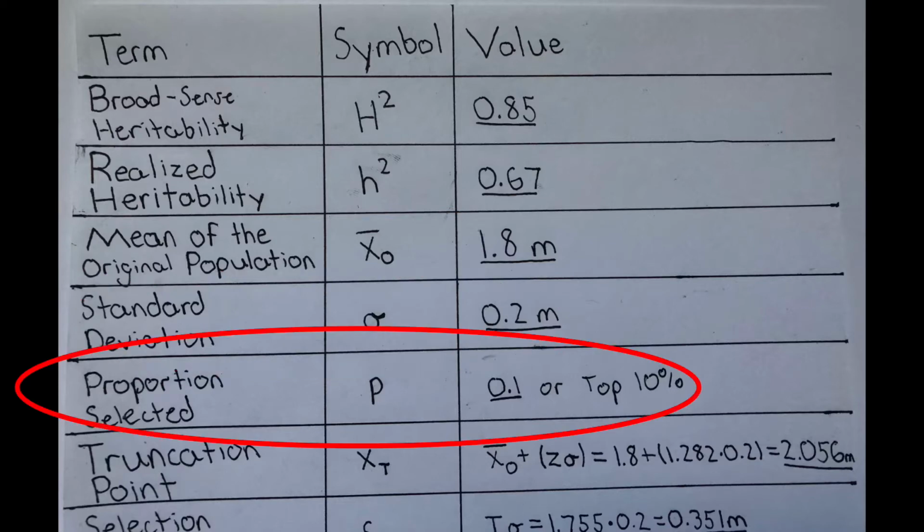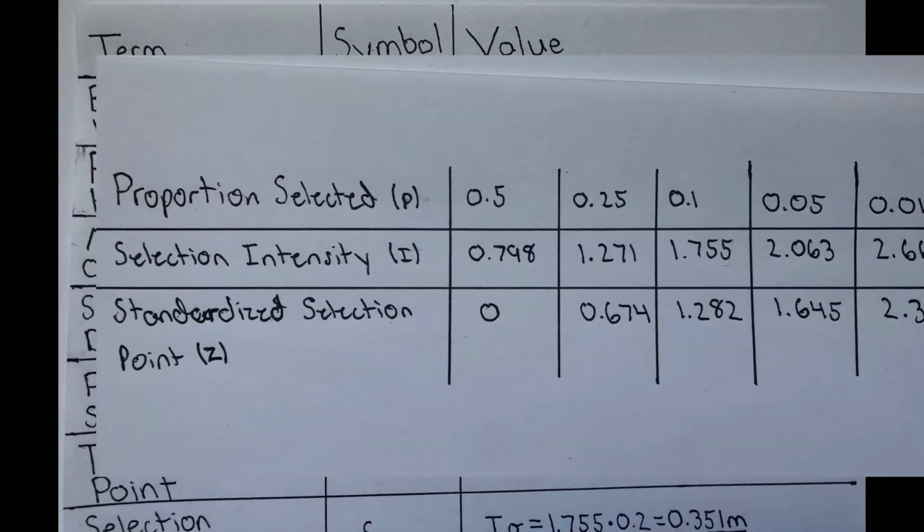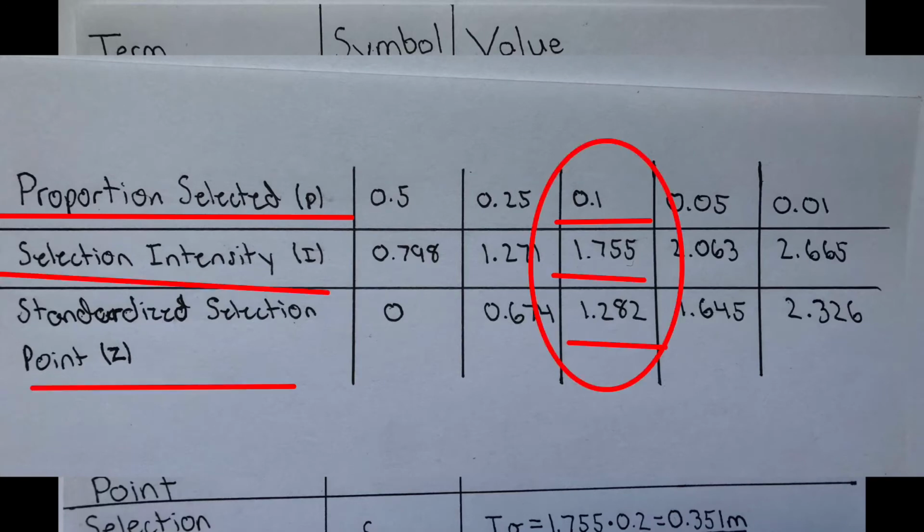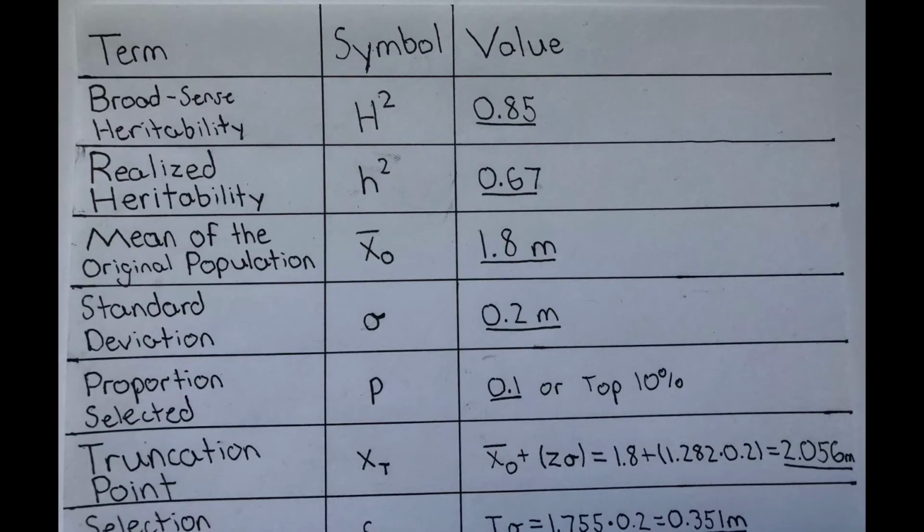The proportion of giraffes I want to use for breeding must be within the top 10% in terms of neck length. From this proportion of 10% or 0.1, I can determine the selection intensity, being 1.755, and the standardized selection point being 1.282. These values are necessary for determining the truncation point and selection differential.